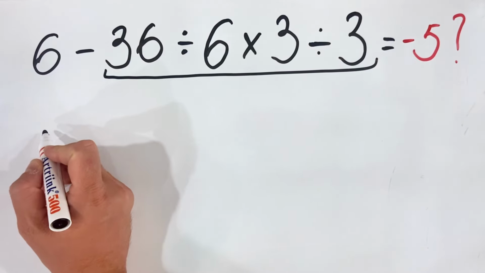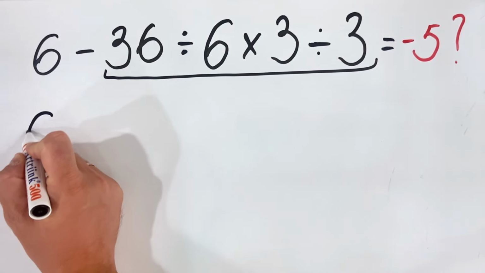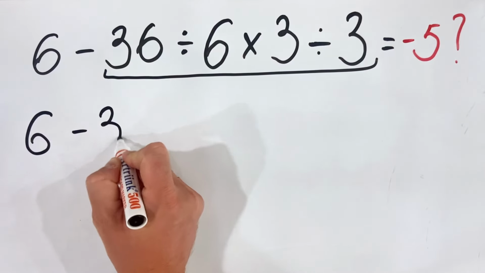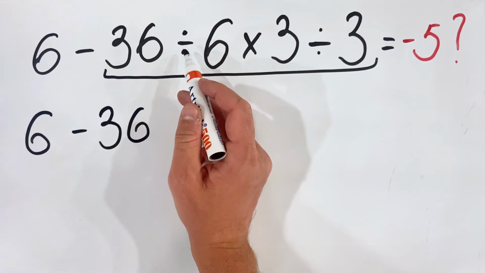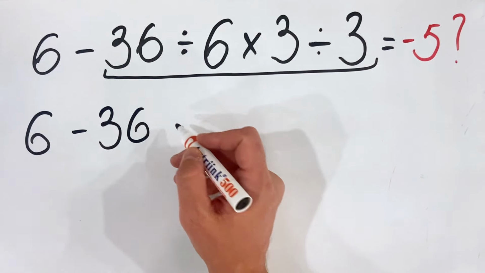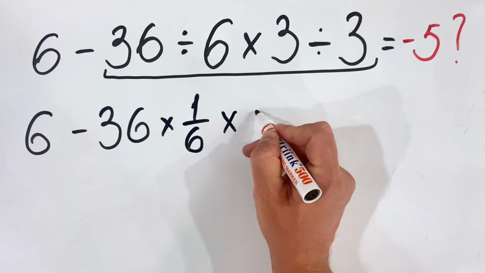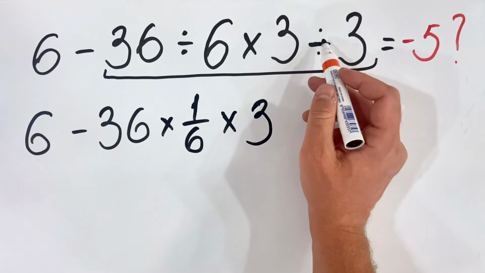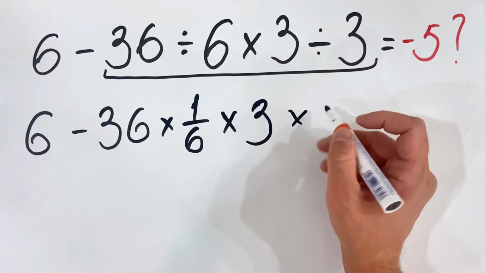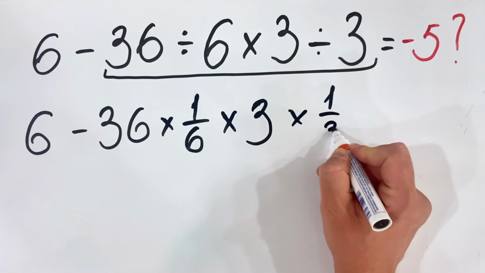For example, what we have here, we have 6 minus 36. We do division, write it as multiplication, over 6 minus multiplied by 3, and here again multiply by 1/3.